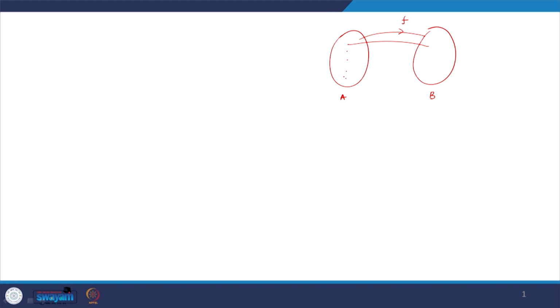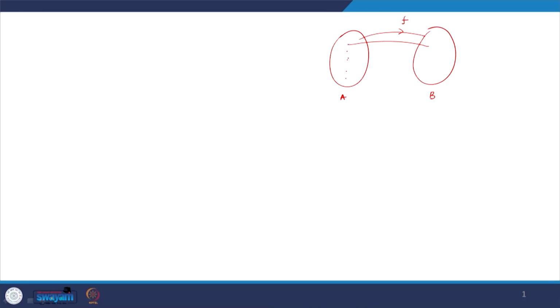So if a mapping or a rule satisfies these two properties, what are those two properties? The first property is that every element of the set A must have a correspondence in set B, and the second one is that the correspondence, that image, that link from set A to set B must be unique. If you have a map f from set A to set B such that these two properties are satisfied, then we say that it is a function.